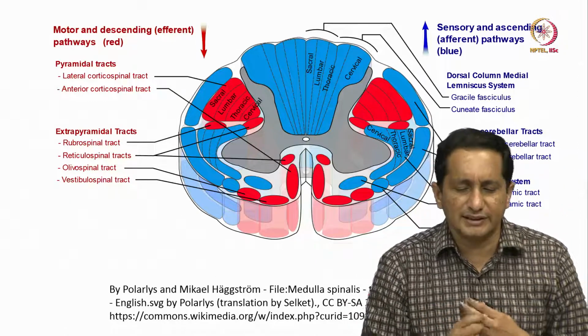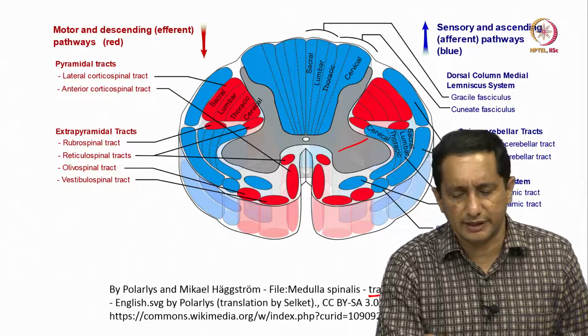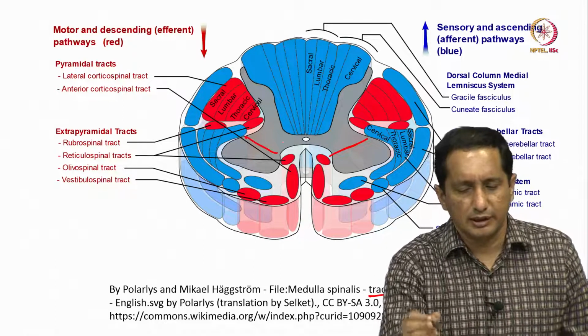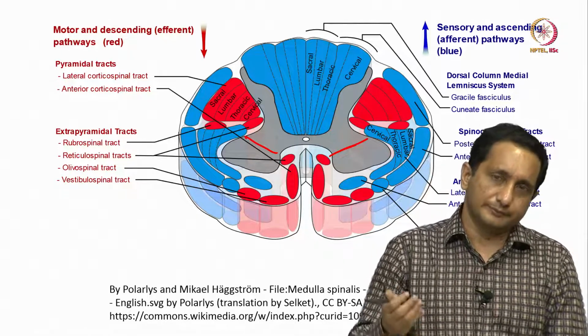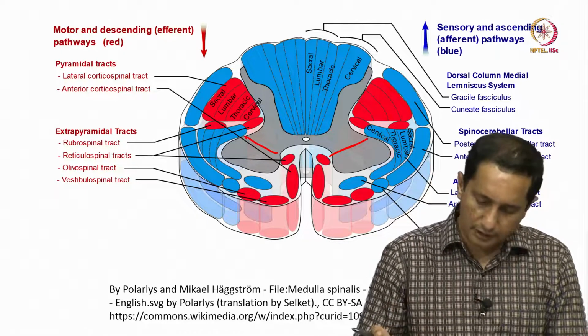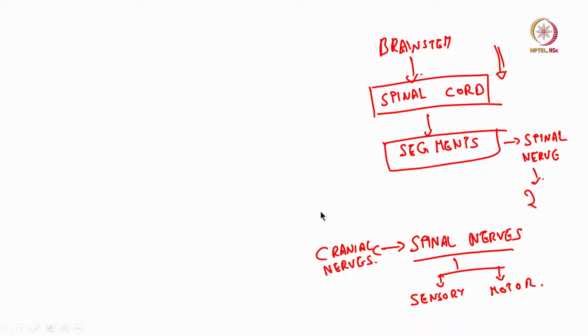So, the easiest part, which I told you, is that the anterior part is the motor and the posterior part is the sensory. There is one more thing which I have to tell. What are segments? Segments, I told you, are regions in which there is a particular single spinal nerve which is coming out of it. So, how many segments would be there in the spinal cord?